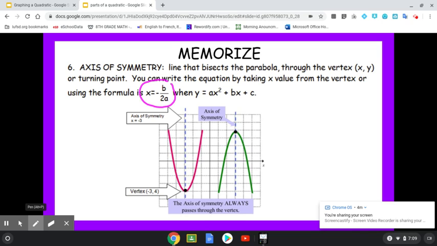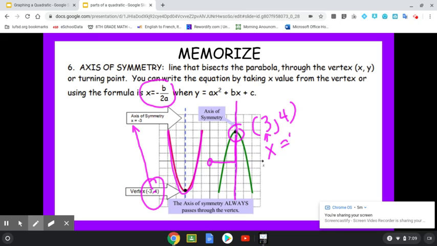So like here, the vertex for this pink parabola is -3, -4. If you just mapped it out from the origin, you go left 3, down 4, so it'd be -3, -4. The axis of symmetry is just the x value of the vertex. So if you have this one here, the vertex is 3 right, up 4, so that would be positive 3, 4. Therefore your axis of symmetry would be x equals, and you just take the x value of your vertex.